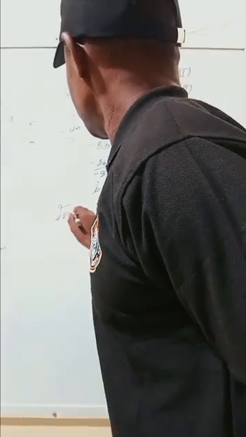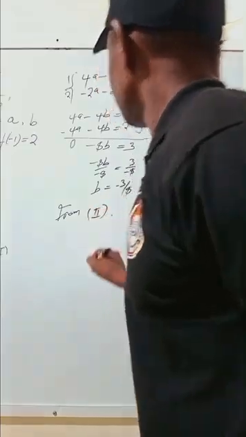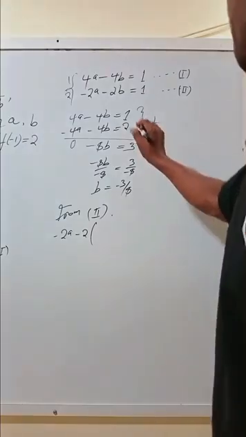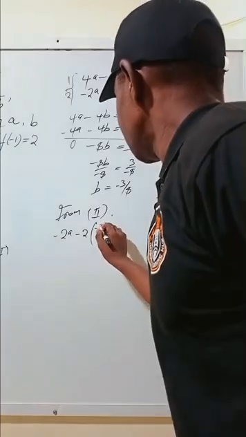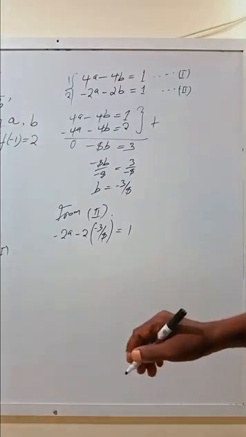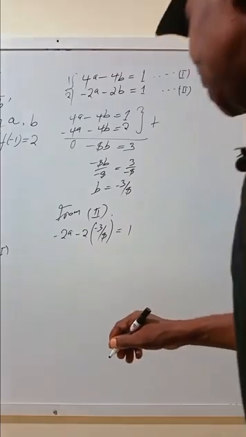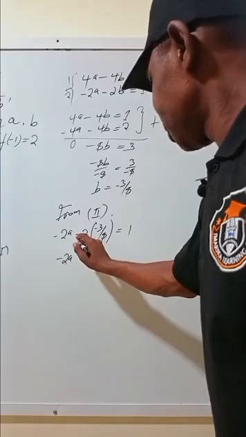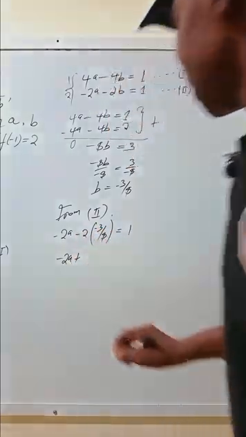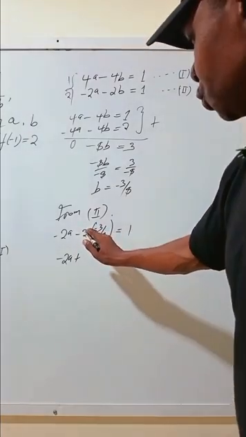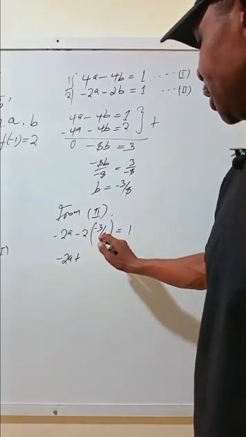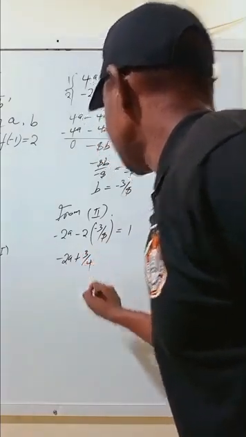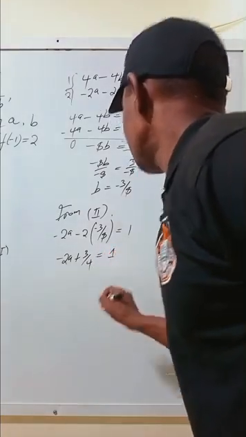So from equation 2, this is what we have: 2 times negative a, minus 2 times b. This time around, our b is known, which is negative 3 over 8. This equals 1. So we have negative 2a on the left-hand side. The minus becomes plus. We can simplify these two numbers: this is 2, this is 8, so it's like saying 8 divided by 2. Here comes positive 3, then the denominator becomes 4. This is equal to 1.